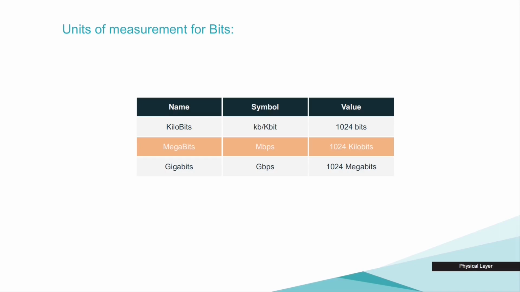How can we measure the speed of the cable? For the cable's speed, we use units of measurement for bits: kilobits, megabits, and gigabits. We will use symbols to refer to them. The kilobit is 1024 bits, the megabit is 1024 kilobits, and the gigabit is 1024 megabits.